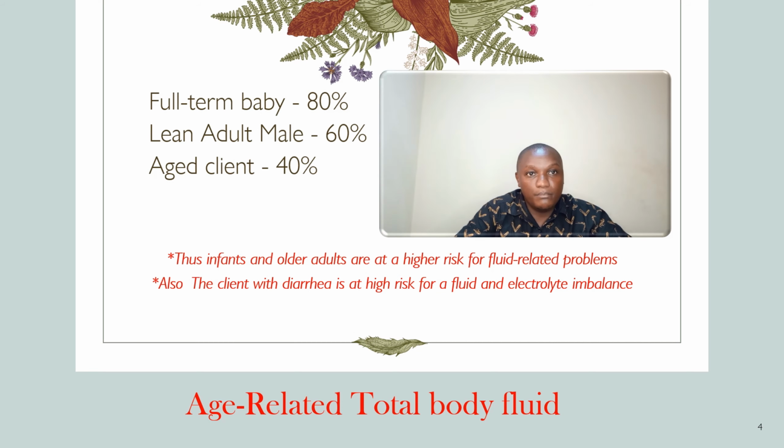The other thing is age-related total body fluid. For a full-term baby, the total body fluid is 80%. For a lean adult male, it is at 60%. For an aged client, they are at 40%. So you find that because of these percentages, the full-term baby, the infants and the older adults are at a high risk for fluid-related problems.